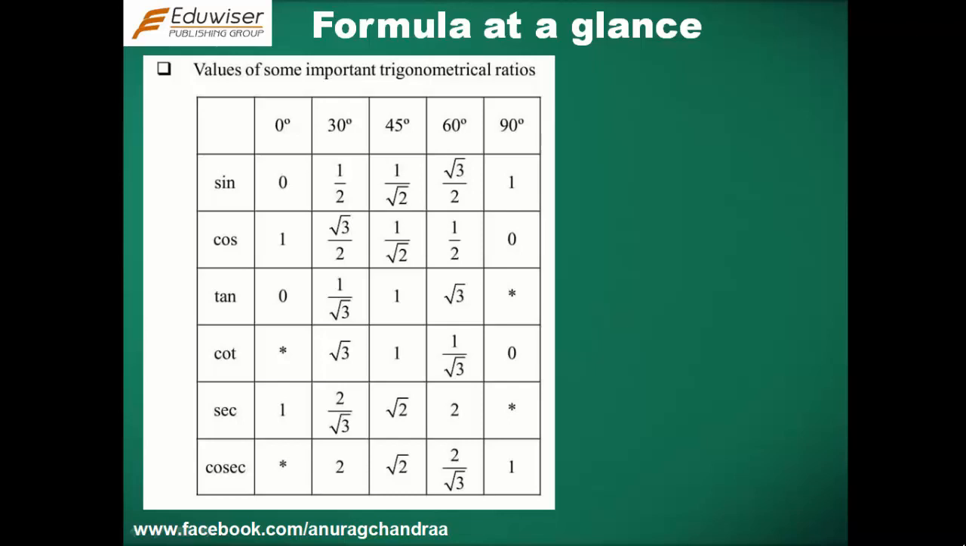The star marked values are those values for which the trigonometric ratios are not defined. For example, tan 90 is given as a star, which means tan 90 is not defined. Similarly, cot 0 is not defined, sec 90 is not defined, and cosec 0 is not defined. Other than that, all the values are there in the table. You must memorize this table, and you must remember the trigonometric ratios of all these special angles. This is very important because they can be asked directly in your questions.